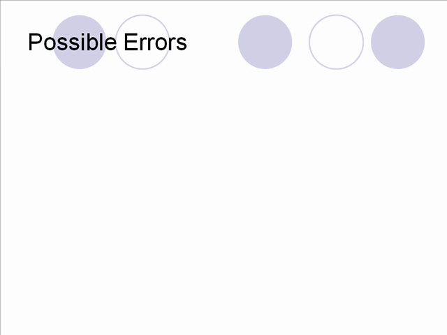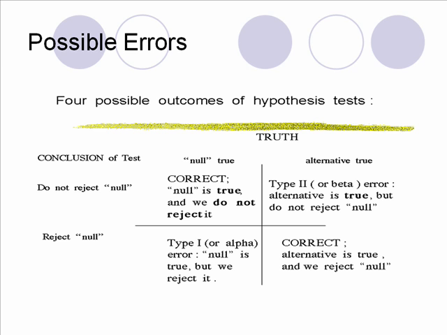I'm going to talk about possible errors for just a bit. There are four errors that we can make in research, and the table there kind of gives us a picture of this. The book talks about this quite a bit. There's a type 1 error and a type 2 error.